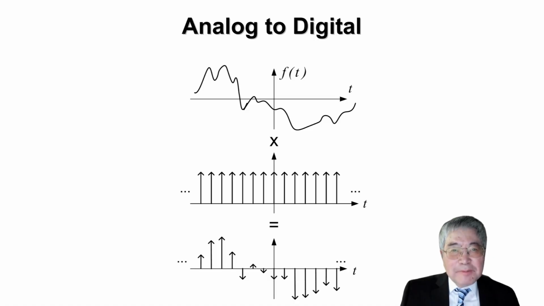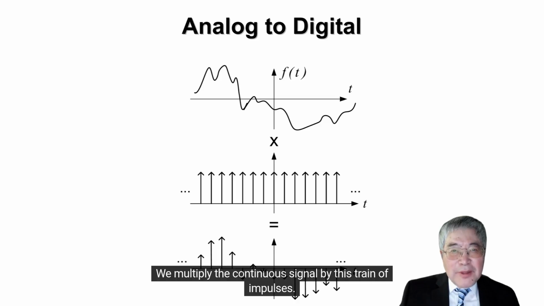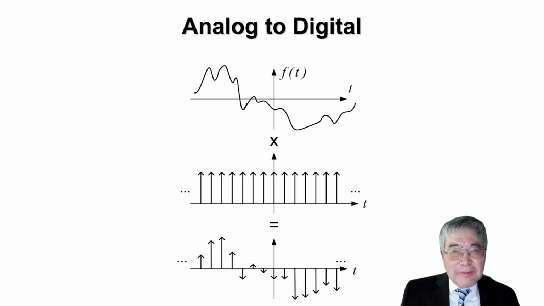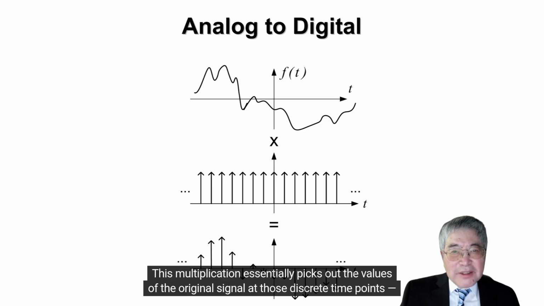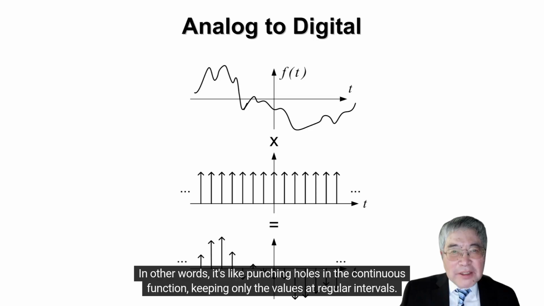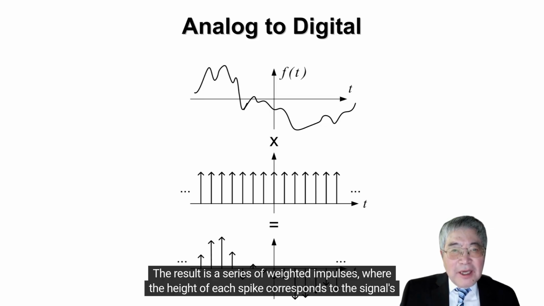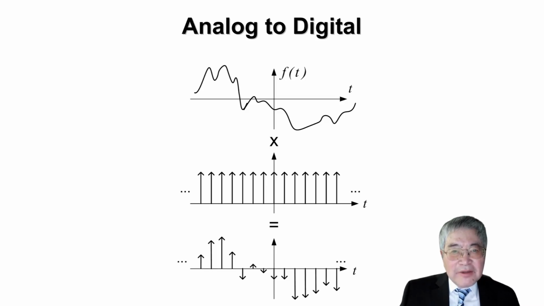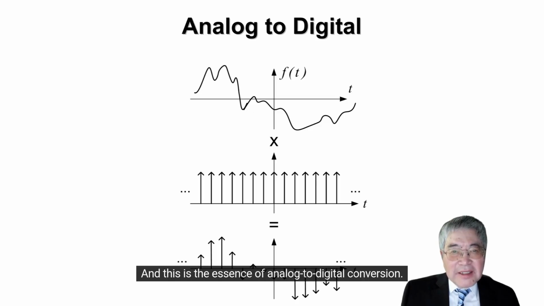Next, what do we do? We multiply the continuous signal by this train of impulses. That's shown in the bottom figure. This multiplication essentially picks out the values of the original signal at those discrete time points and sets everything else to 0. In other words, it's like punching holes in the continuous function, keeping only the values at regular intervals. The result is a series of weighted impulses where the height of each spike corresponds to the signal's value at that instant. And this is the essence of analog to digital conversion.